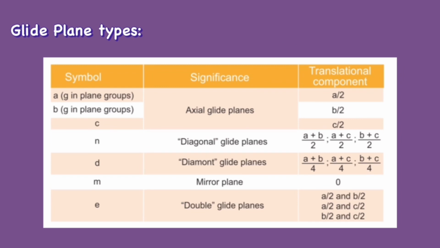A glide plane is a combination of a reflection and a translation parallel to the reflection plane. The translational component can be half of the translation unit, which are planes A, B, C, and E, or a quarter, which is plane D, always in a direction parallel to the plane.